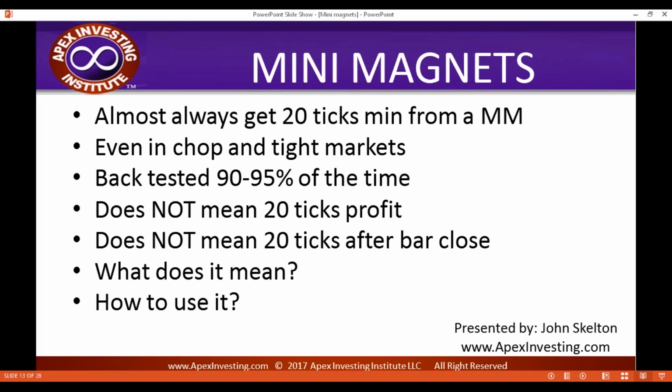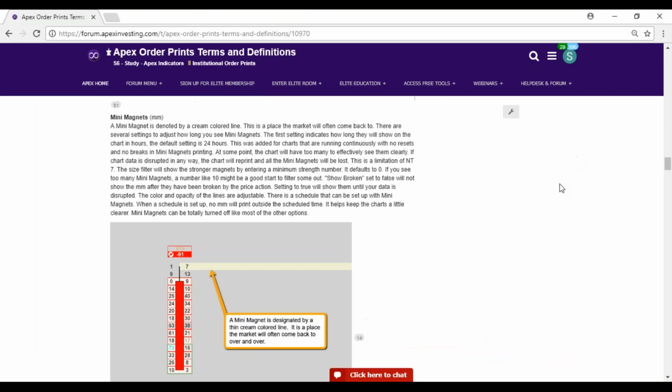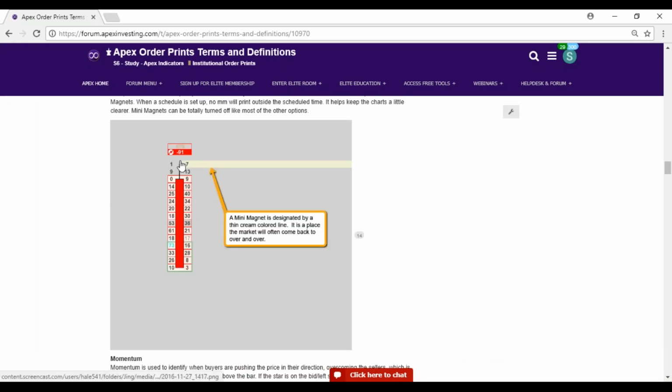Let me clarify. This does not mean 20 ticks of profit. This does not mean 20 ticks after the bar close. This just means a 20 tick move. What do I mean by that? Well, if you have a bar that has a mini magnet right here, you can normally expect that the market will at least go 20 ticks from that point. I mean, oftentimes it goes a lot further than that. You've seen that.